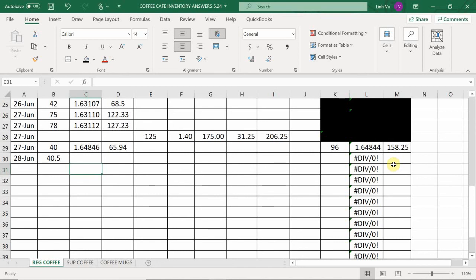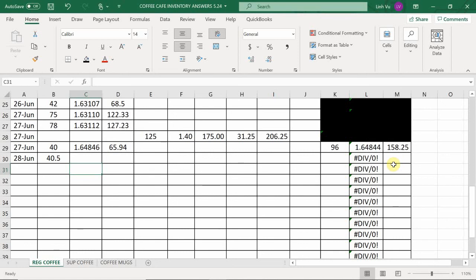1648.4375. It should be 1.648. You take your total cost and you divide it by your quantity. 1.648445. Okay, good. Now that's your average cost per item.